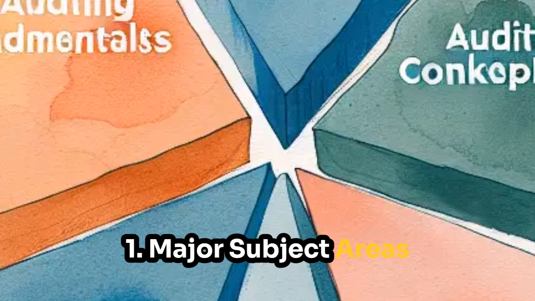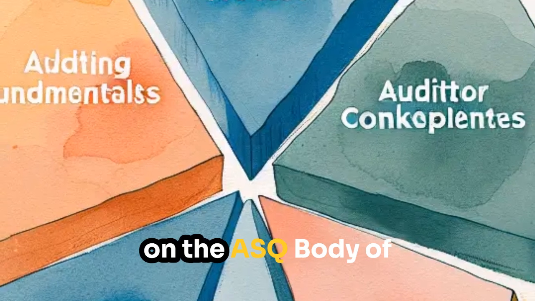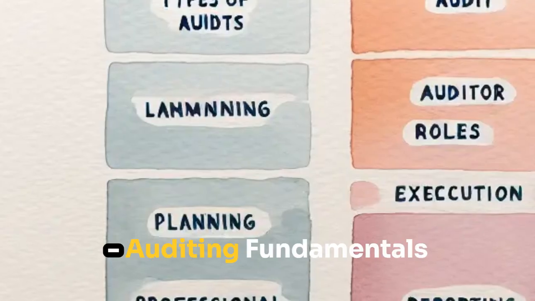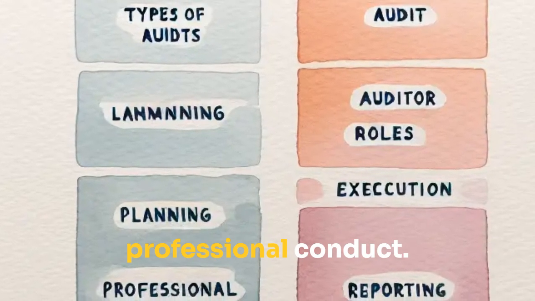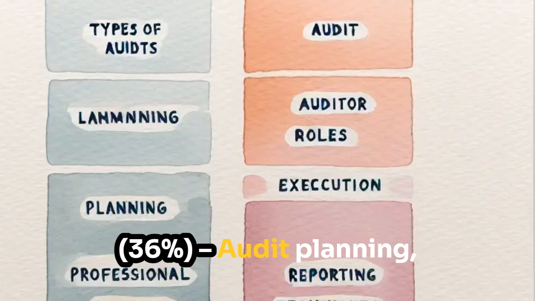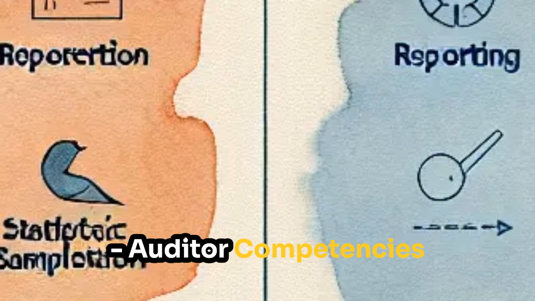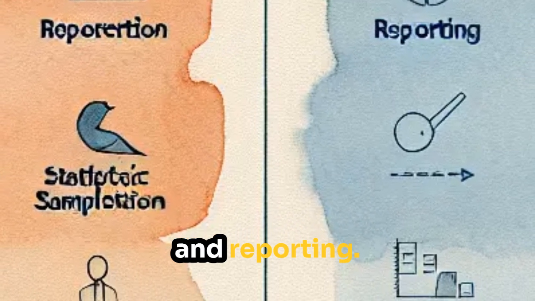Major subject areas covered in the CQA exam. The CQA exam is based on the ASQ body of knowledge (BOK) and consists of 5 key areas. Auditing fundamentals, 20%: types of audits, auditor roles, and professional conduct. The audit process, 36%: audit planning, execution, and reporting techniques. Auditor competencies, 18%: communication, conflict resolution, and reporting.